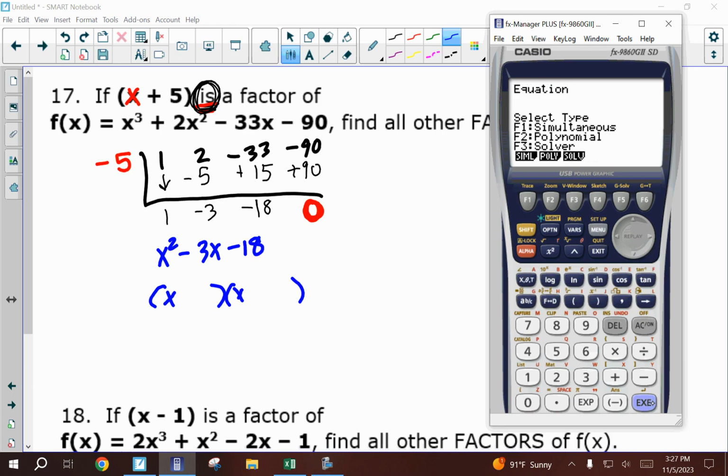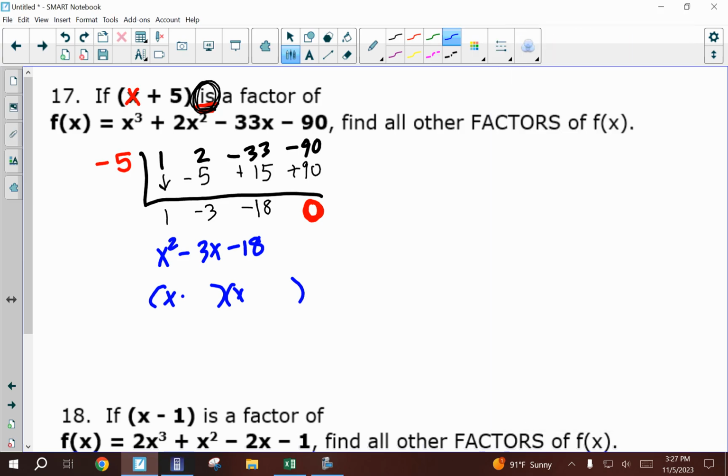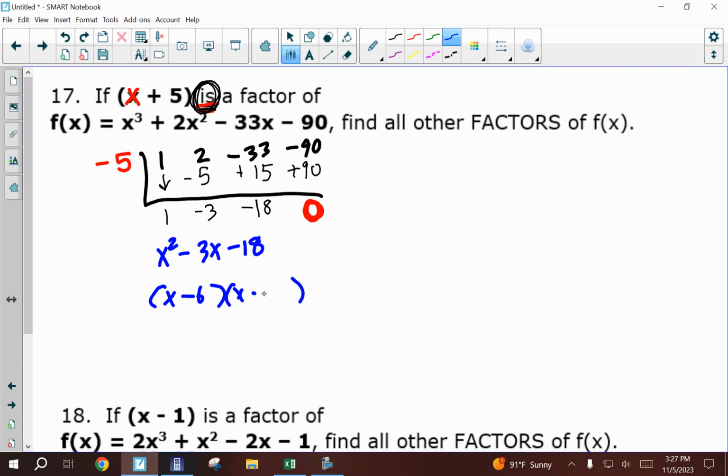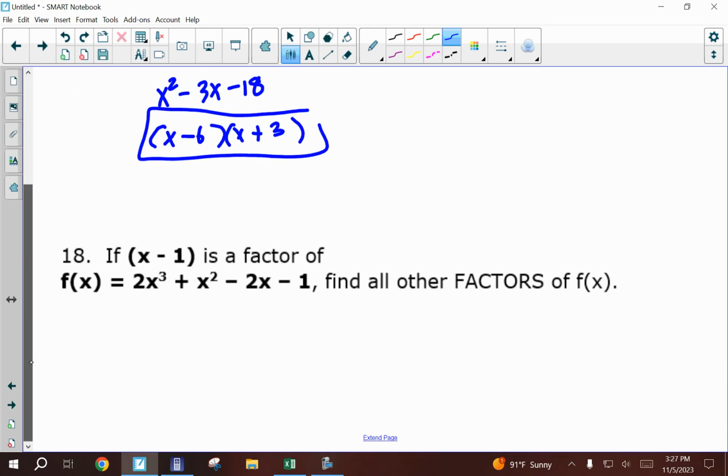I can go into my solver. I'll do the polynomial solver, degree 2, and I'll stick in 1, negative 3, and negative 18. Now be very careful because these are answers, and answers are the opposite sign of your factors. So if that says positive 6, that means over here it has to be a minus 6. And if the other one says minus 3, that means in here it's got to be a plus 3. Those are your final answers.